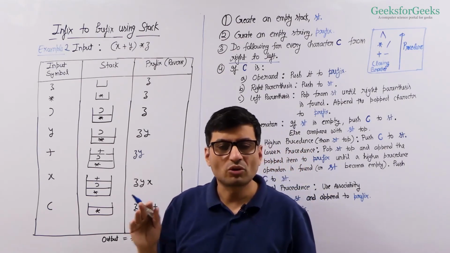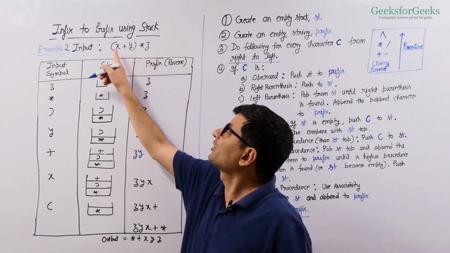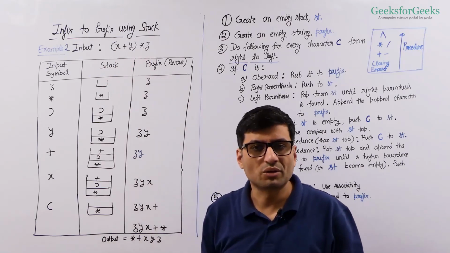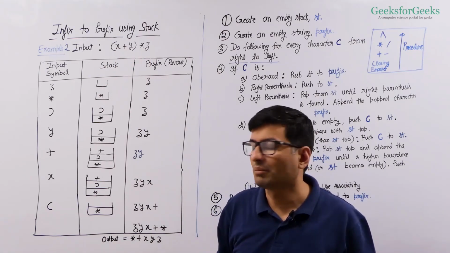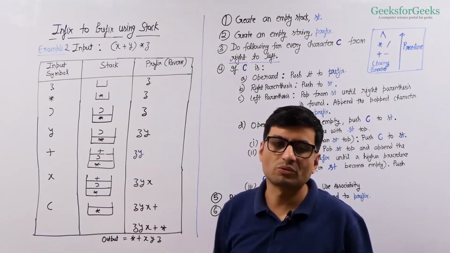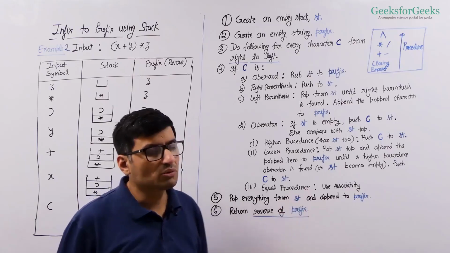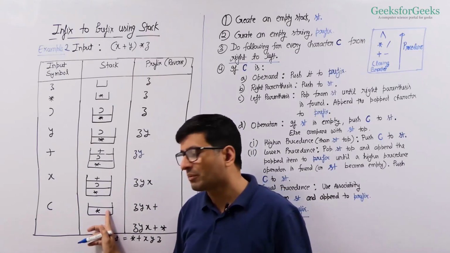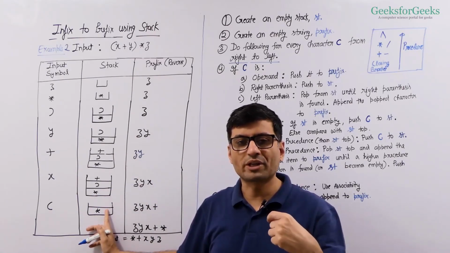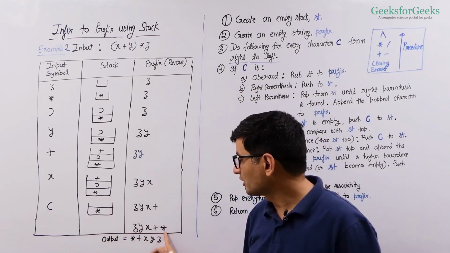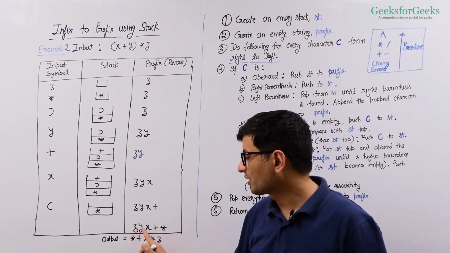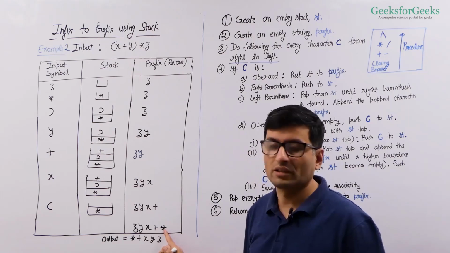Now we have processed all the characters from right to left, and our input traversal is done, but there are items left in the stack. So what we do at the end is pop everything from the stack and append it to the prefix. So there is one character, multiplication, where we pop it out and append it to the result. So we now have zyx plus star.